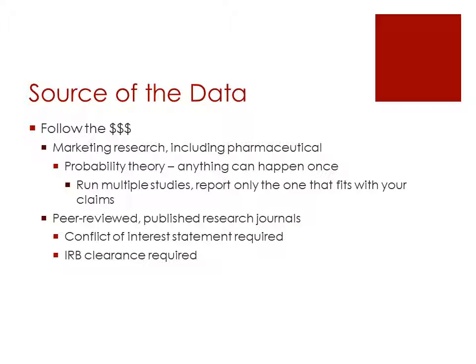This is why we prefer to rely on peer-reviewed published research journals. These journals explicitly require the authors to file a conflict of interest statement, and these have to be explored carefully before the manuscript proceeds to publication. It also requires that they have an IRB clearance form, which stands for Internal Review Board. This requires the author has carefully provided for explanations and addressed ethical concerns.